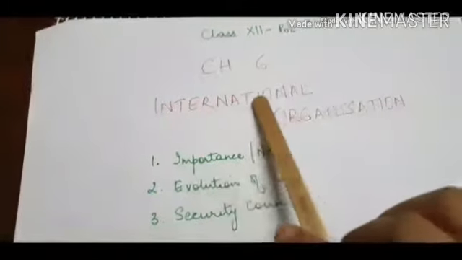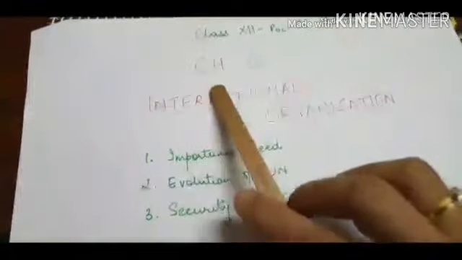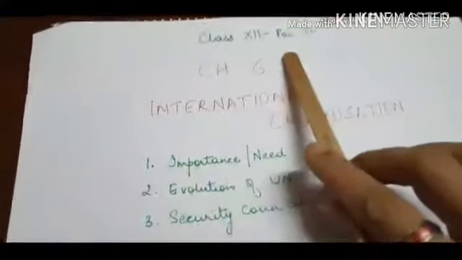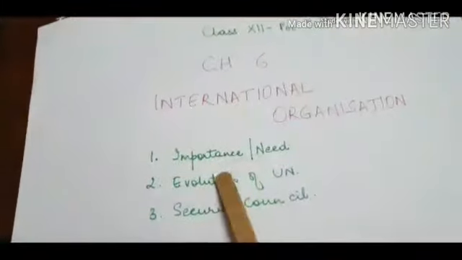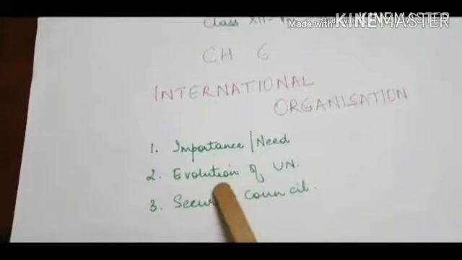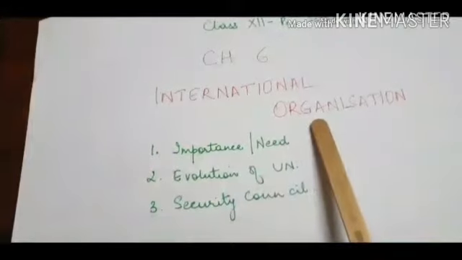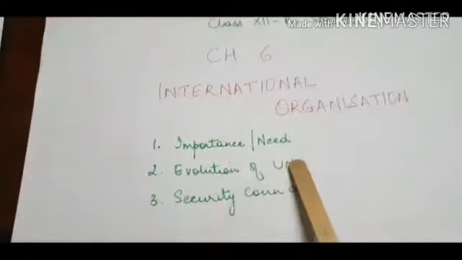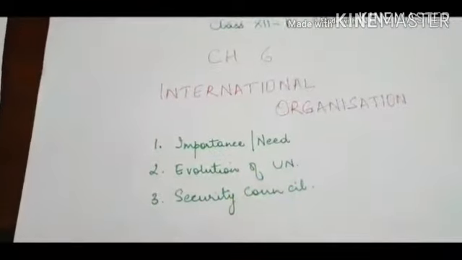Hello students, this video is about chapter 6 International Organization of class 12th Political Science. In this video, we will study about the importance or need of international organizations, evolution of United Nations as an international organization and the principal organ of the United Nations, that is the Security Council.